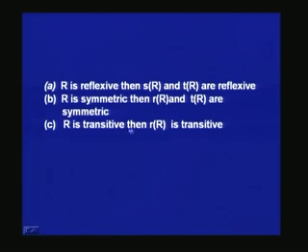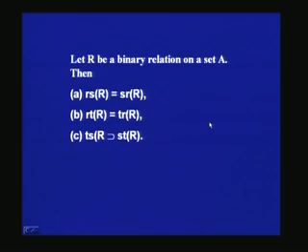If R is transitive, then RR is transitive. Now, let us consider these relationships. Let R be a binary relation on a set A, then RSR is equal to SRR, RTR is equal to TRR, TSR contains STR. How do you prove that? Let us take one by one.